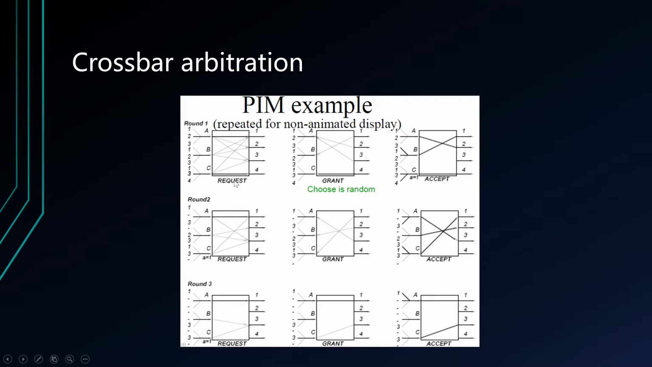There are three parts. Firstly, the input requests the output, and the output shows a grant for each input simultaneously and randomly, and then the connection is established in the accept part. But for each round, it just does one iteration instead of two iterations as in iSLIP.